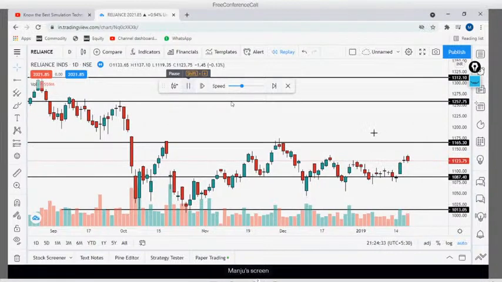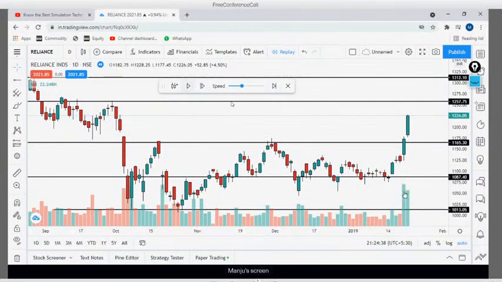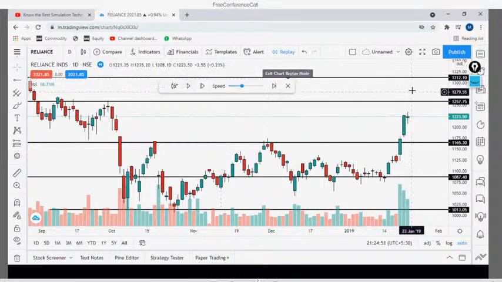Let's see how each of these levels will act. You can see how at each point the candles are forming and how they are reacting to those levels. I'll start. Now it formed. I'll just see here, it is making a new high.